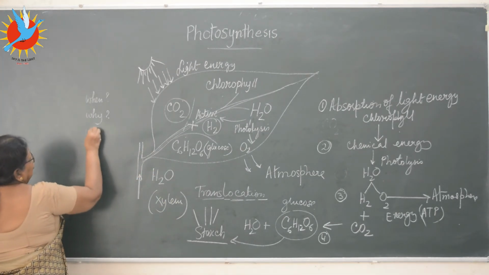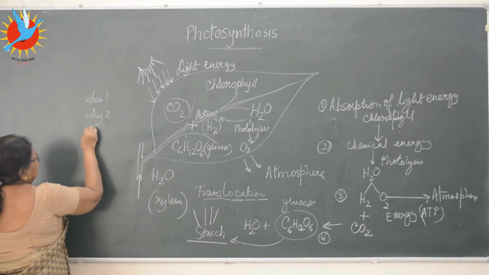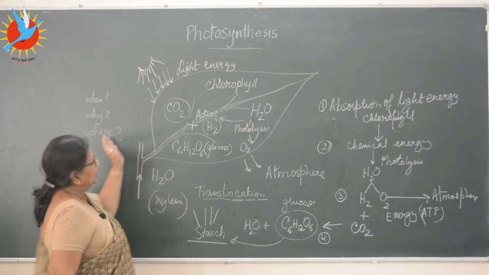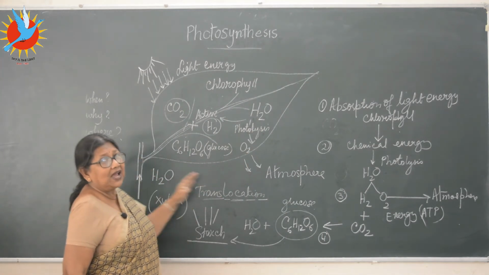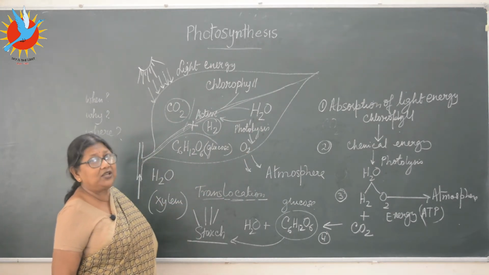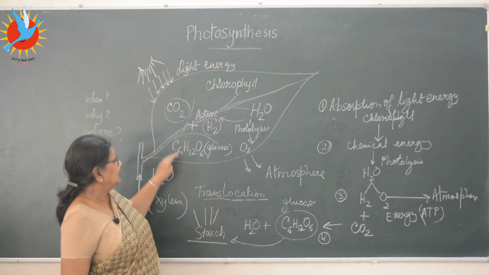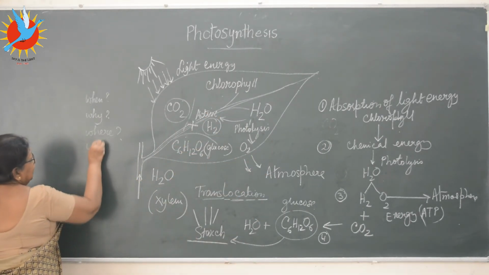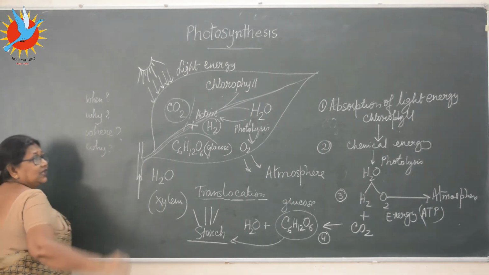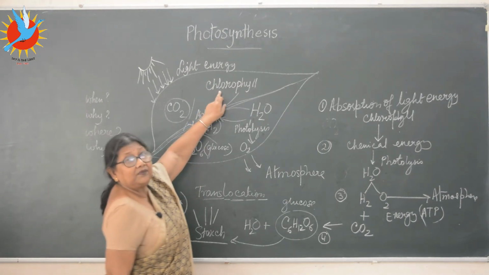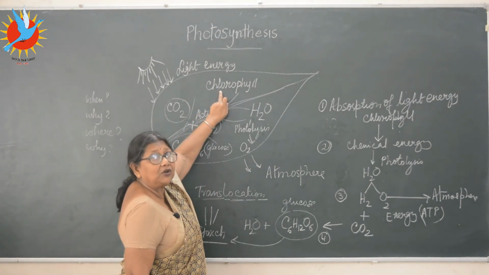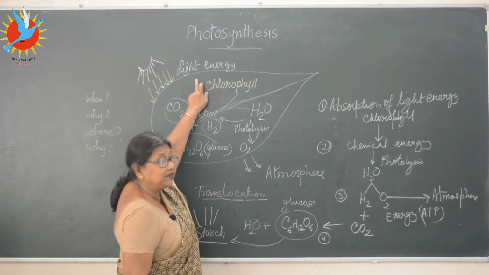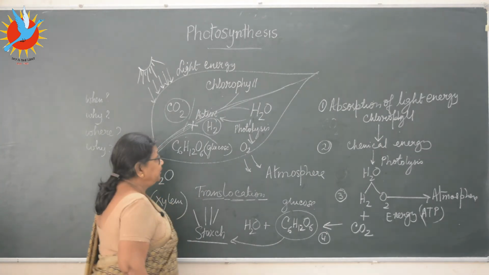Then where does it take place? The answer is given in the diagram only. Where does it take place? In the green leaves. Again, why only in the green leaves? Why not in any other part of the plant? Because of the chlorophyll. Only chlorophyll can absorb the light energy and convert it into the chemical energy.